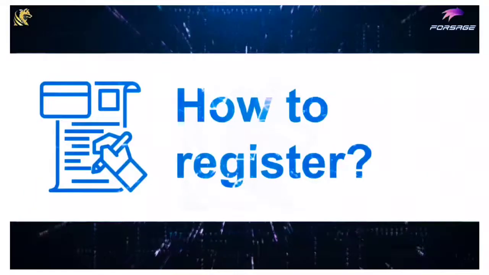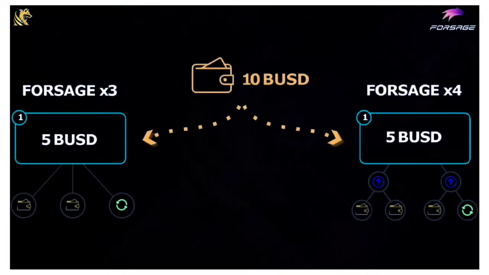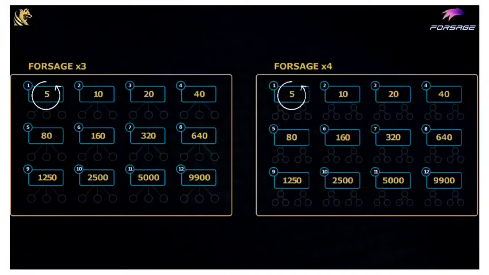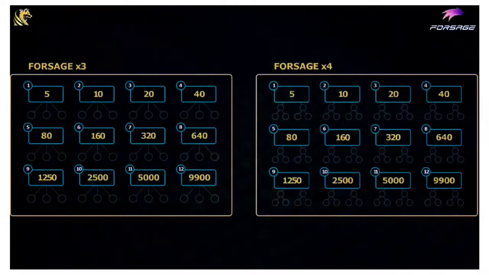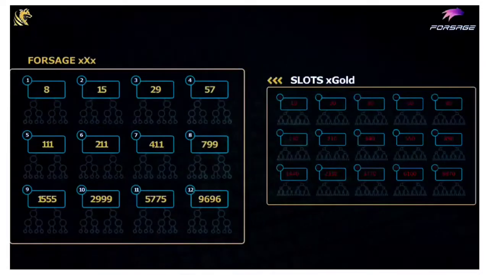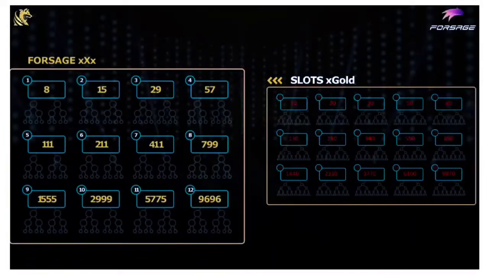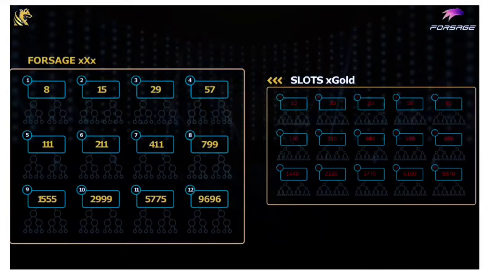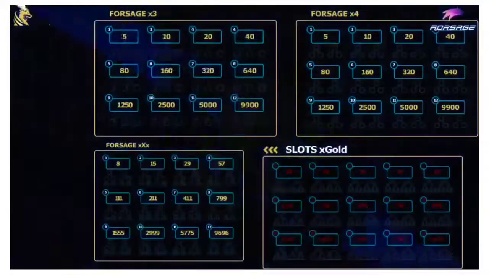To register, you will activate X3 and X4 all together with 10 BUSDs. Here 5 BUSDs will go to X3 and 5 BUSDs will go to X4. So now 1 slot each in X3 and X4 are activated. Now you can choose to upgrade any of the slots in X3 or X4 individually. After the launch of the X3 and X4 programs on BSC, 2 more programs, which means XXX and X Gold, will be launched. So when you activate the X3 and X4 first slot, you can activate the XXX first slot with 5 BUSDs and the X Gold first slot with 10 BUSDs. In this way you can activate all the 4 types of slots.